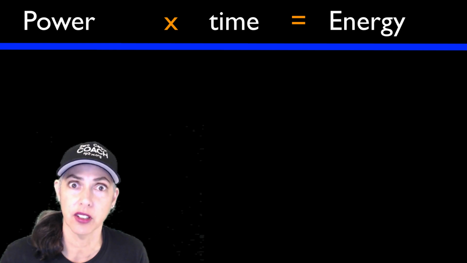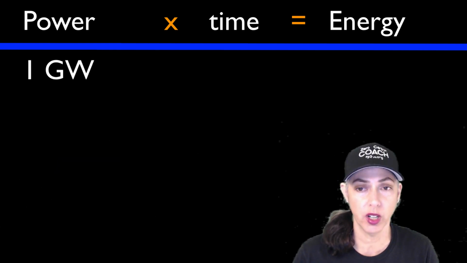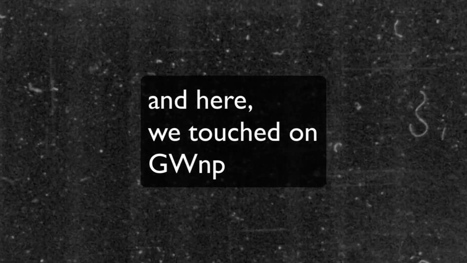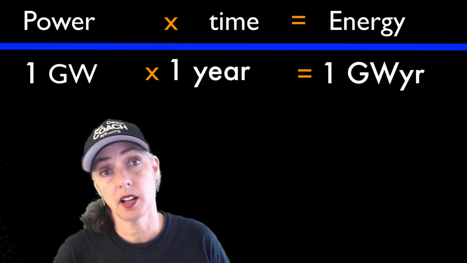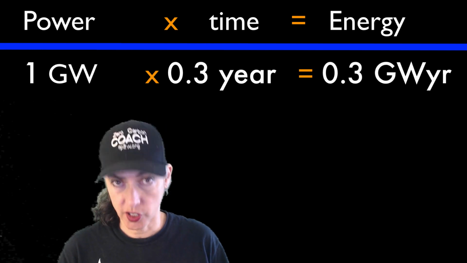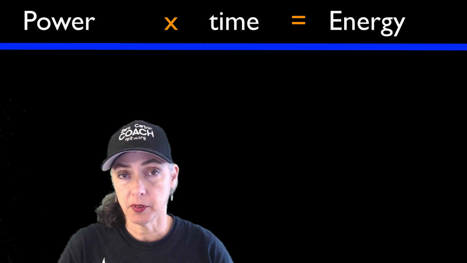A gigawatt year is shorthand for the energy produced by a 1 gigawatt power plant running non-stop for 1 year. Of course, no power plant runs non-stop all year. They stop for breakdowns, for scheduled maintenance, for changes in demand. And there are other variables that come into play depending on the type of energy.